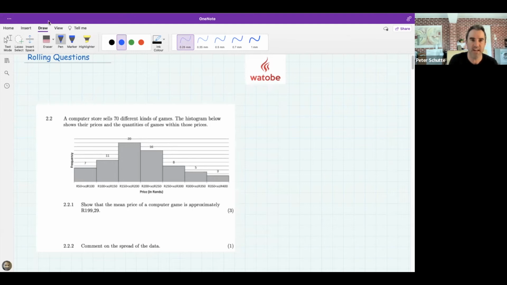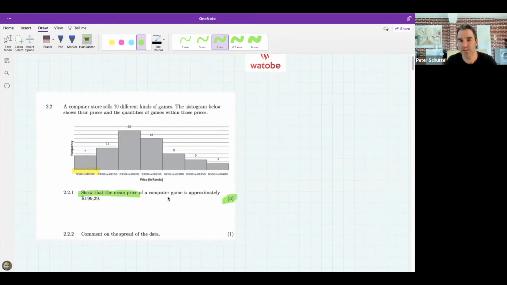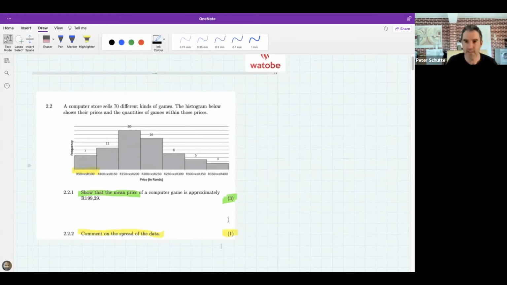So what you see here is that there are 7 games between 50 and 100 Rand. Now, in this first question, they want you to work out the estimated mean, or show what the mean price is. You can do this on your calculator, but because it's for 3 marks, you generally have to show your working. The second question is to comment on the spread of the data. If you've got any questions, you can raise your hand or ask me an audio question, but let's start by giving that one a go.